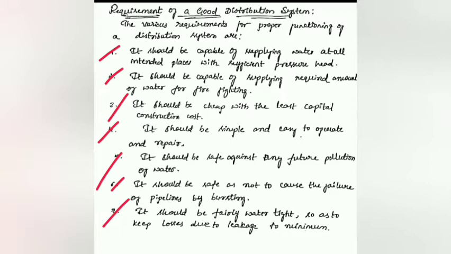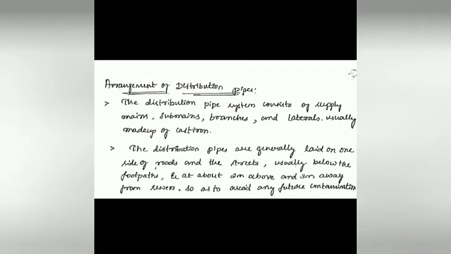The entire distribution system should be made watertight, so as to avoid the leakage of the water and also to consider the minimum of the loss. Next, let us check arrangement of distribution pipes. The distribution pipe system consists of supply mains, sub-mains, branches and laterals, usually made up of cast iron. Since it can have a good design period of around 100 years, cast iron pipes are mostly used.